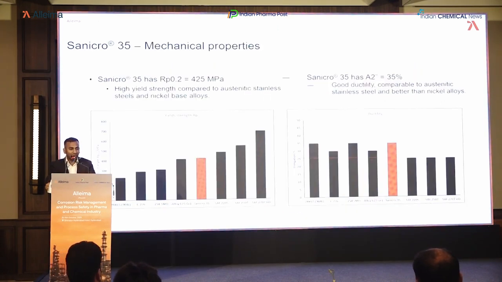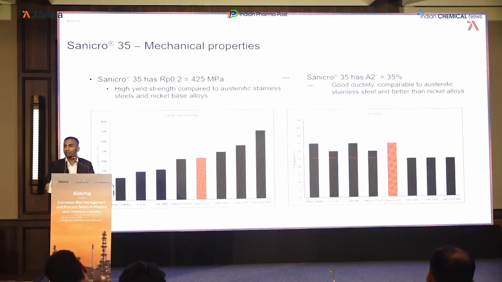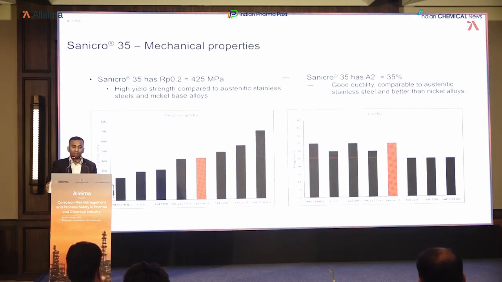So this is just about the mechanical properties of the material. Sanicro 35 has a mechanical strength of 425 MPa. The higher the mechanical strength, that is yield strength, the higher allowable stresses you will get. So the thickness can be reduced when you are doing thickness calculation, because thickness is based on the allowable stresses of the material. Then elongation, again, it has a very good elongation of 35%. In comparison with the austenitic stainless steels and high nickel alloys, this is better, because it has good ductility, and you have to draw it into tubes, wires, plates. So it has good ductility.